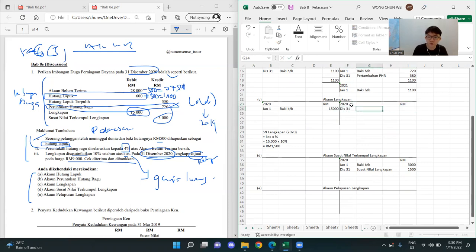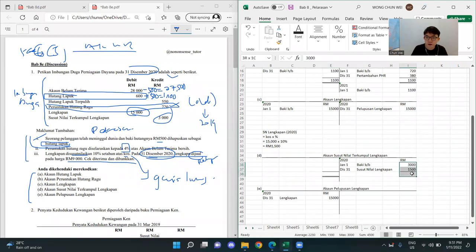So here, December 31st, hantar to pelupusan lengkapan 15,000. So you credit, here you debit lah. So lengkapan 15,000. Okay, so after that will be your SMT. You have to hantar to the pelupusan because you are selling your lengkapan. So add up 4,500 to pelupusan lengkapan. So here, sent to here, 4,500.